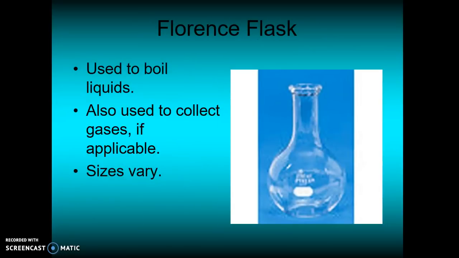The next one is the Florence Flask. If you look at this, you can see a round bottom and a narrow top. Again, it's used for mixing chemicals, but it's also used for boiling liquids. And in some cases, it's used to collect gases if applicable. There are various sizes of the Florence Flask. So the round ones are the Florence Flasks, the conicals are the Erlenmeyer, and the ones with parallel sides are the beakers.